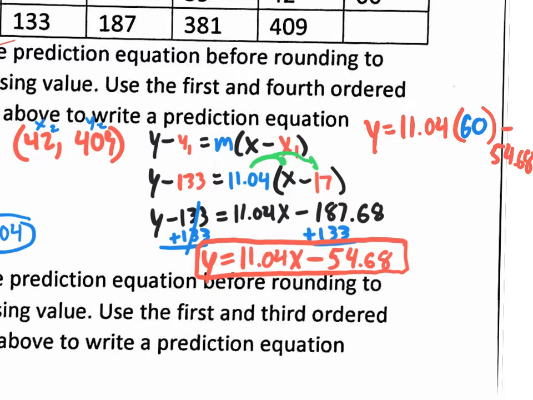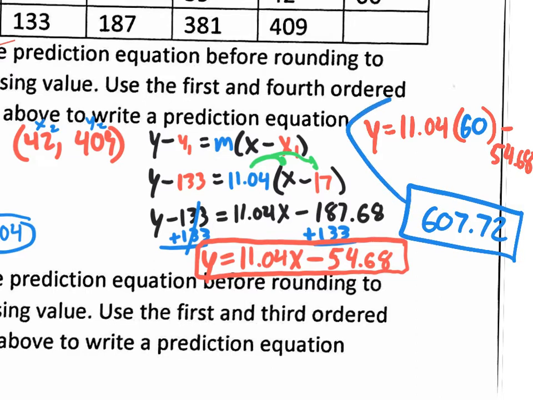And say again. 607.72. So that would be your missing value that belongs right up there. But don't write it in there.